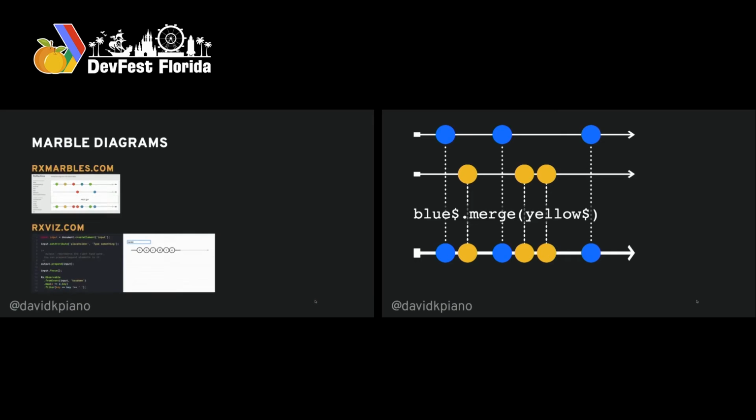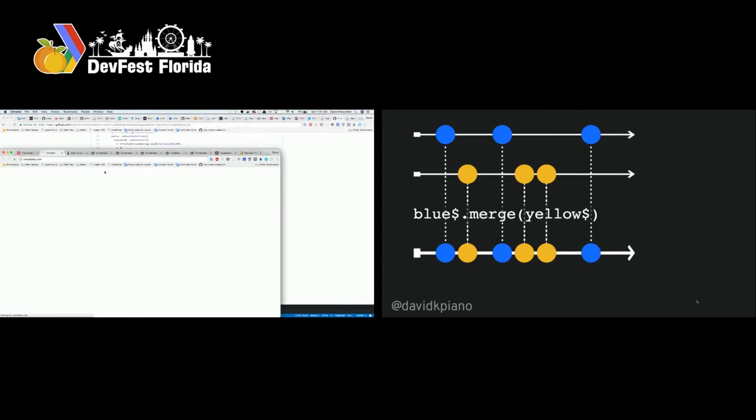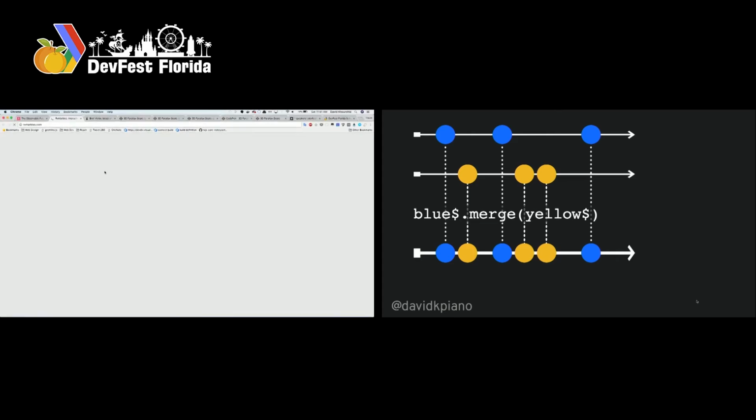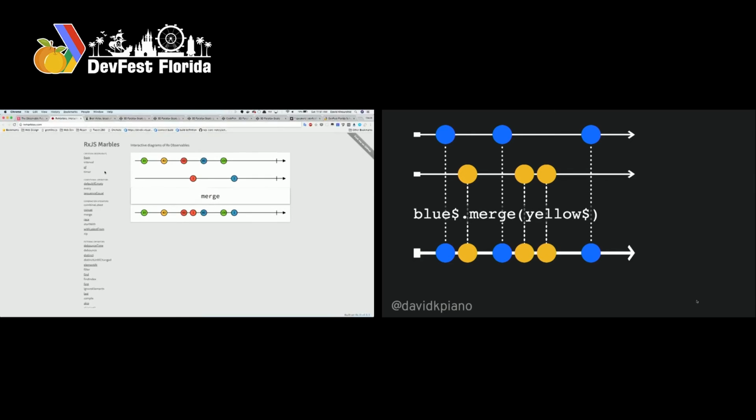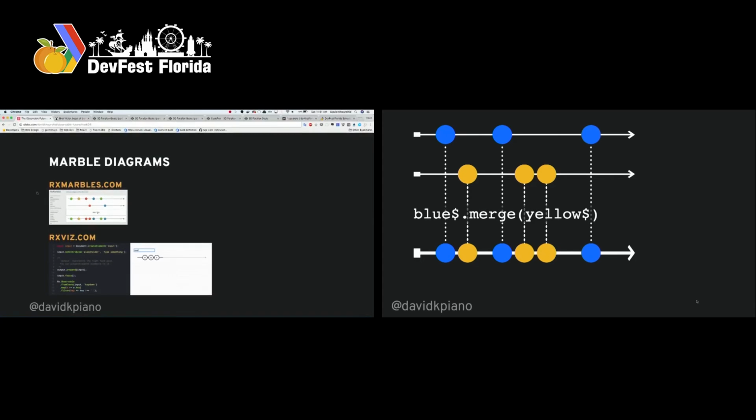But to help visualize this, there's also what's called marble diagrams. Honestly, I would have called it observables, but you could drag these around, and you could visualize in real time what each of these operators are doing. And so this comes really in handy even when you're dealing with more advanced operators such as withLatestFrom, distinctUntilChanged, stuff like that.